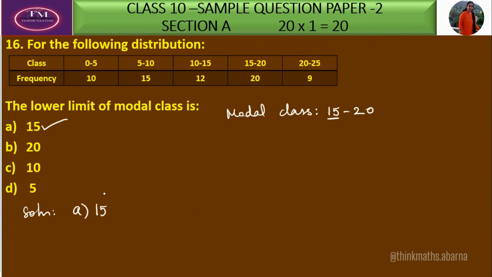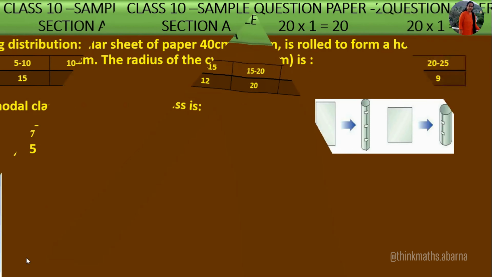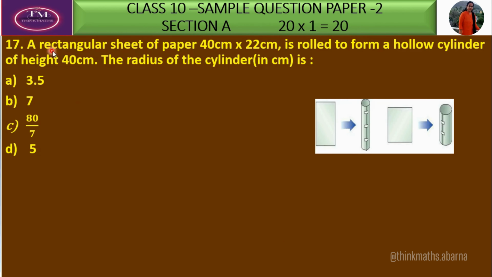So very simple. Is it so? So moving on to the 17th question. A rectangular sheet of paper 40 centimeter into 22 centimeter is rolled to form a hollow cylinder of height 40 centimeter. The radius of the cylinder is dash. Now here there is a rectangular sheet of paper with 40 centimeter into 22 centimeter. That means this height is 40 centimeter. Length is 40, breadth is 22.